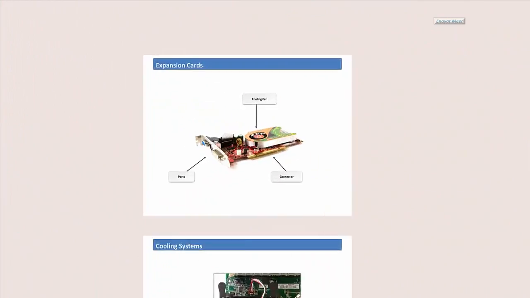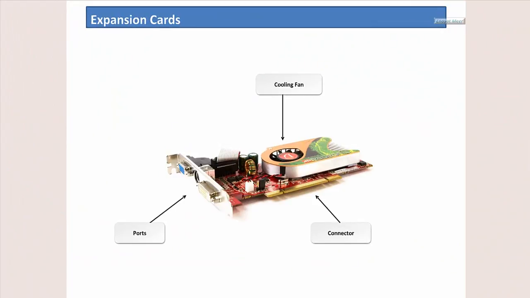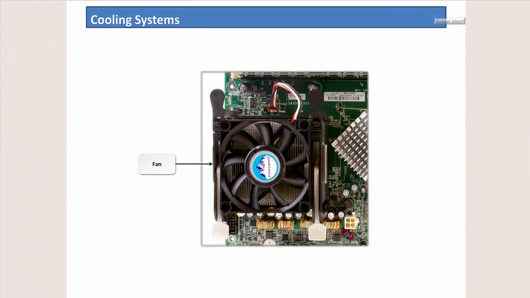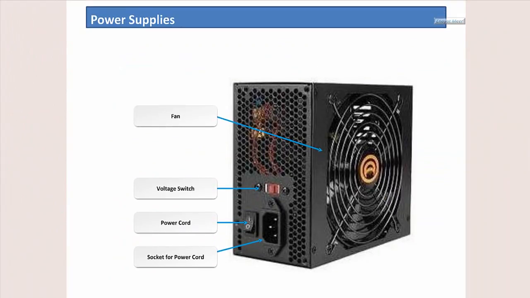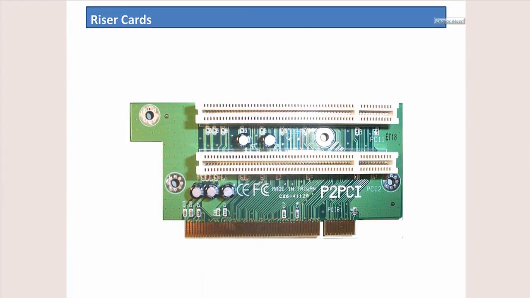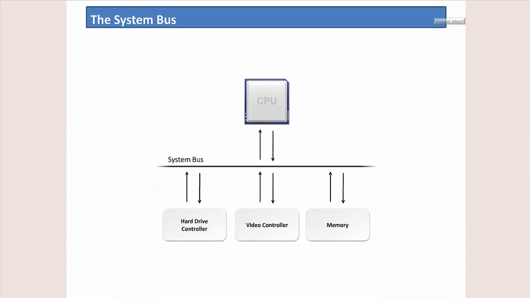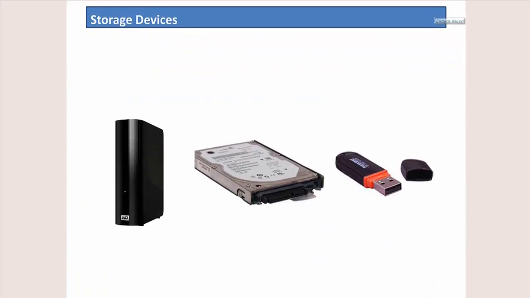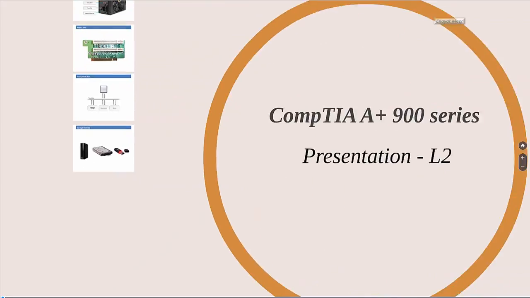So we are going to discuss very briefly expansion cards, and we will talk about a cooling system, a power supply and its details, a riser card, a system bus, and some storage devices. So let's talk about all of those slides one by one.